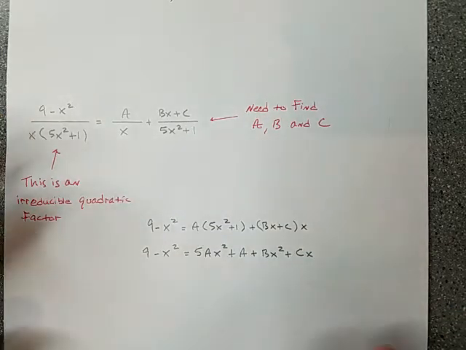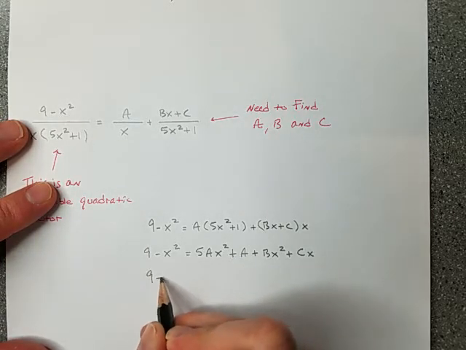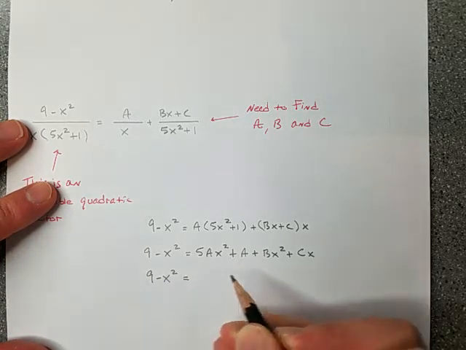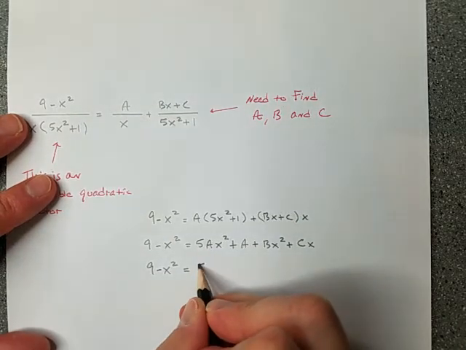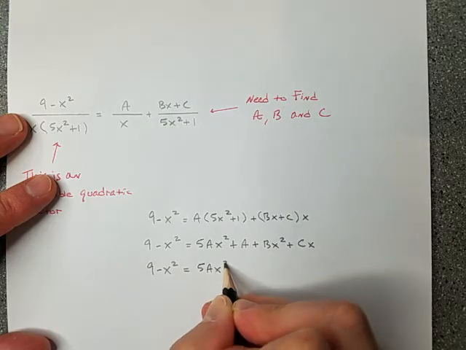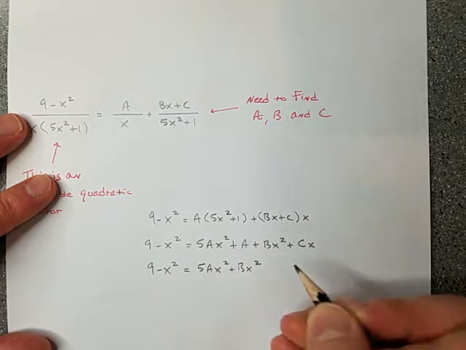Okay, so I have that. I'll combine my like terms. These have x squared in them, so let's do 5ax squared plus bx squared.